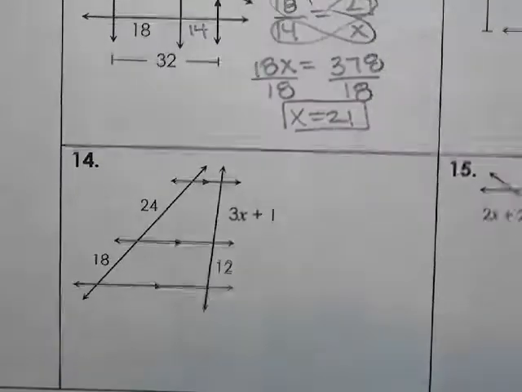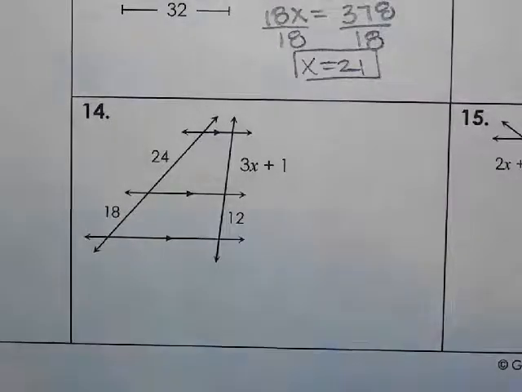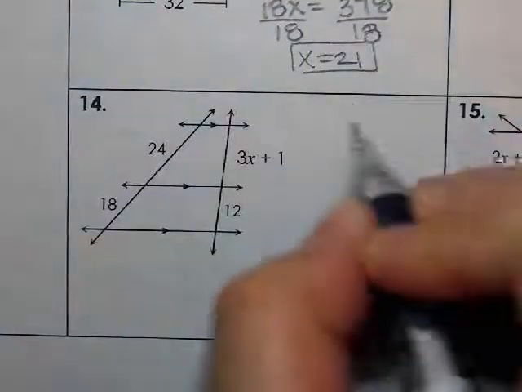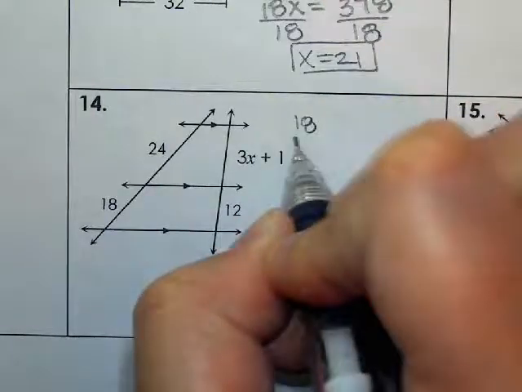Last one. 18 over 24. Okay, if I do 18 over 24, then what should I do for the other one?